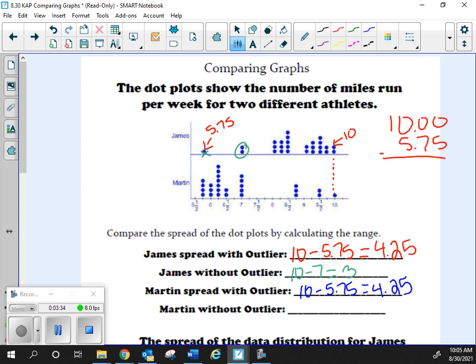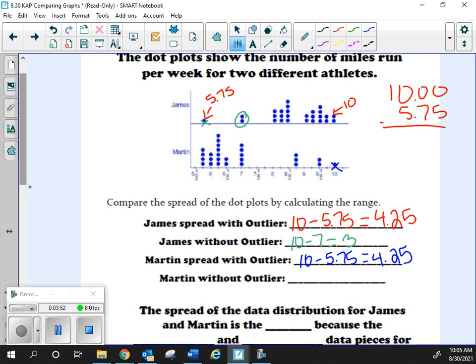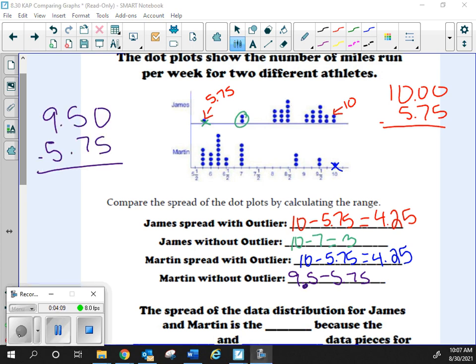Okay, but without the outlier. Same rule of thumb. What do we think the outlier is going to be in this case? 10. Again, in normal situations, I would still include it, but just for the sake of saying, we're going to not include it. So my new high is going to be 9.5. And I'm still going to include 9.5 because it happened twice. So I need to do 9.5 minus 5.75. Take a pause, play when you got your answer. Micah, what did you get? 3.75. Y'all agree? Yes. Love that math talk too.